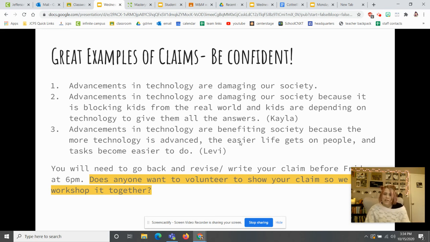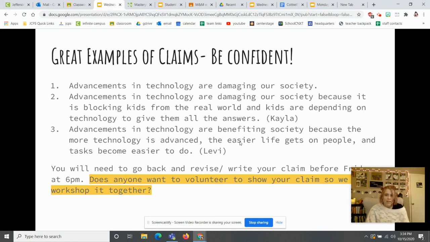So for the benefiting side, Levi is arguing that it makes life easier, so it's good. I think that's a great claim. I think that Levi could come up with so much really good evidence that would make anyone reading his paper agree with him.